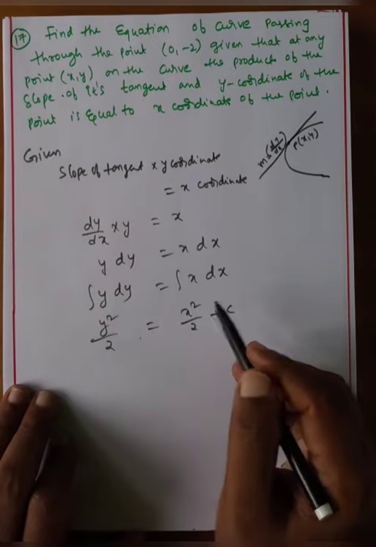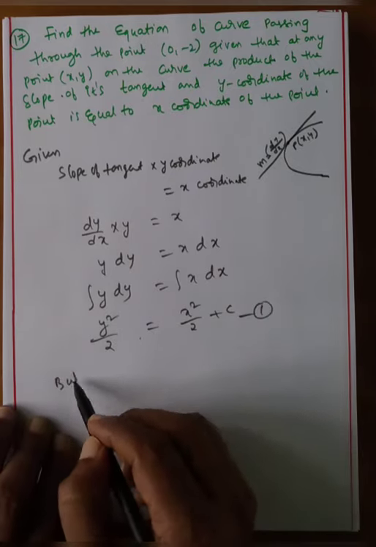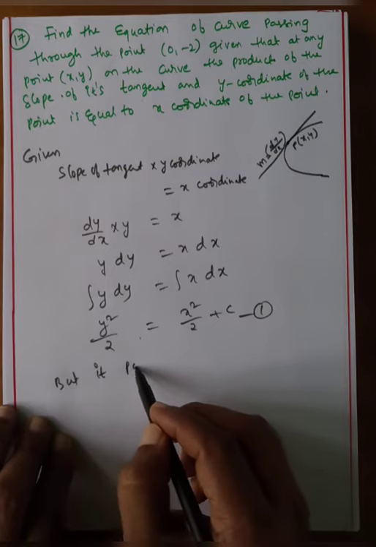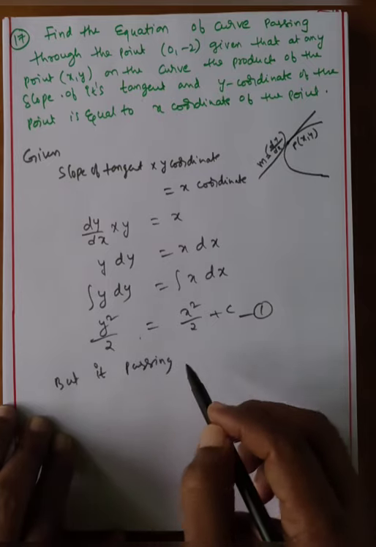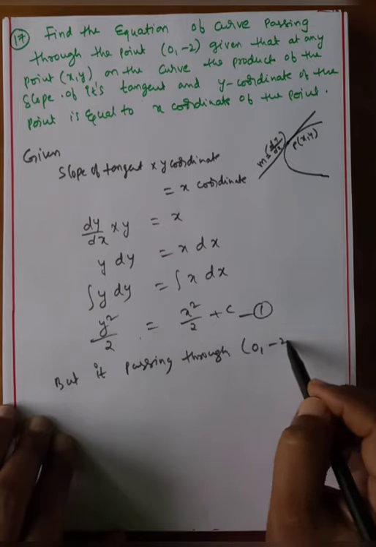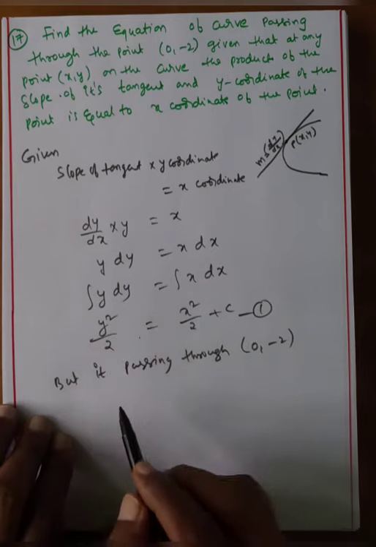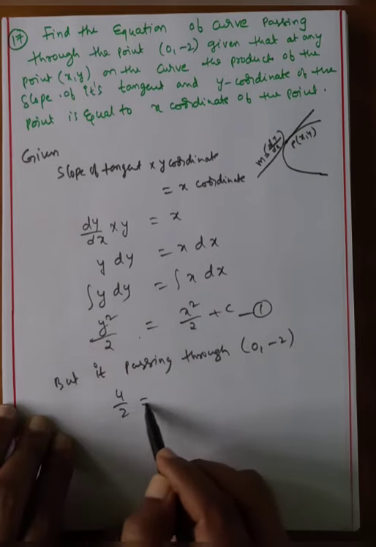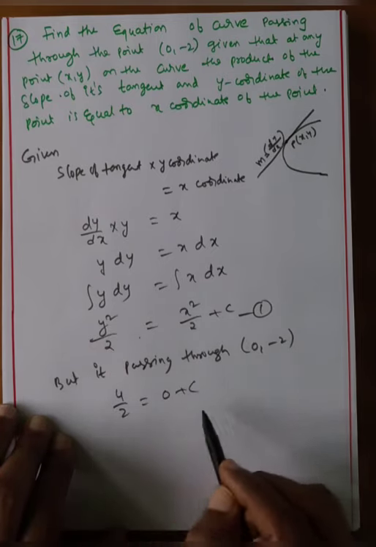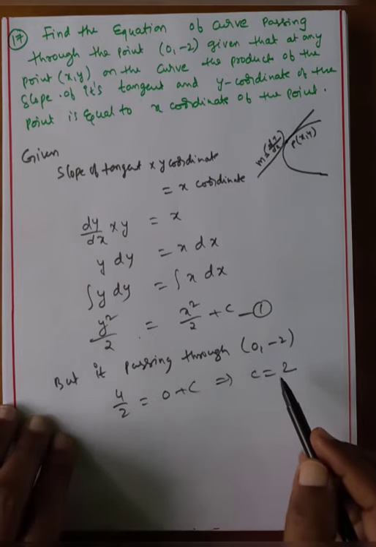Now this is equation number 1, but it is passing through (0, -2). What happened? x value 0, y value -2. (-2) whole square by 2, that is 4 by 2, is equal to 0 plus c. That implies c is equal to 2. Now substitute in 1.